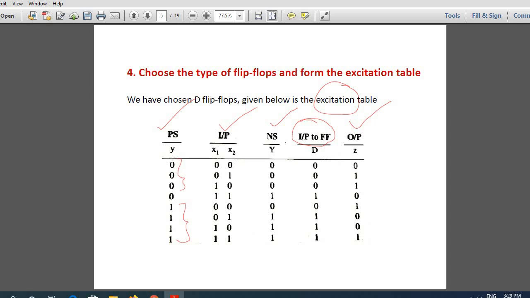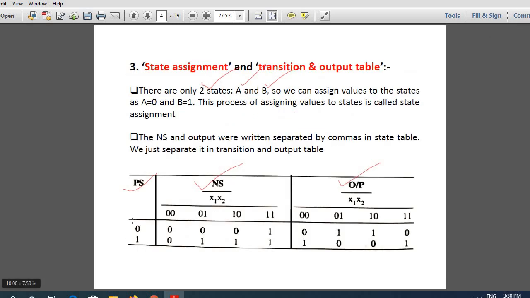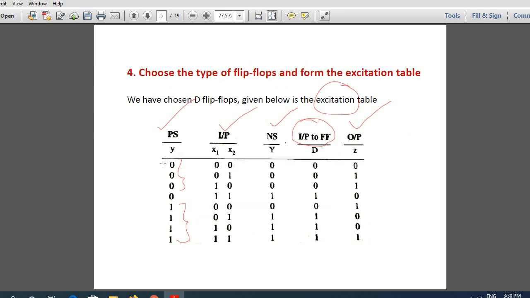So when your present state is 0, how many input combinations do you have? 0 0, 0 1, 1 0, 1 1. Similarly, when your present state is 1, how many input combinations do you have? 0 0, 0 1, 1 0, 1 1. Right? Look here, when your present state is 0, you have all these combinations. Similarly, when your present state is 1, you have all these combinations. That is what is written here. You have to write present state A equal to 0 four times and present state B equal to 1 four times, for each of the input combinations. So I hope both are clear for you now.